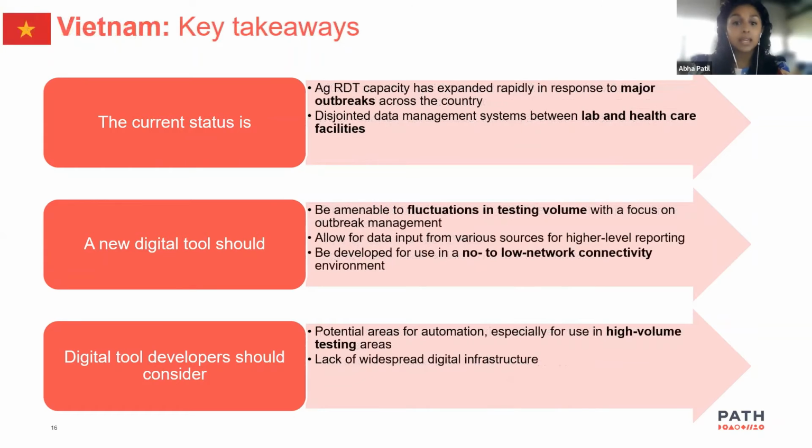In Vietnam, antigen RDT capacity has expanded rapidly in response to major outbreaks across the country, especially in the last couple of months. Actually, a lot of the information that we had received from Vietnam earlier on in the month of March was quite different than when we had to re-interview some of our PATH staff in August to get the update. And there are really disjointed data management systems between the lab and healthcare facilities.